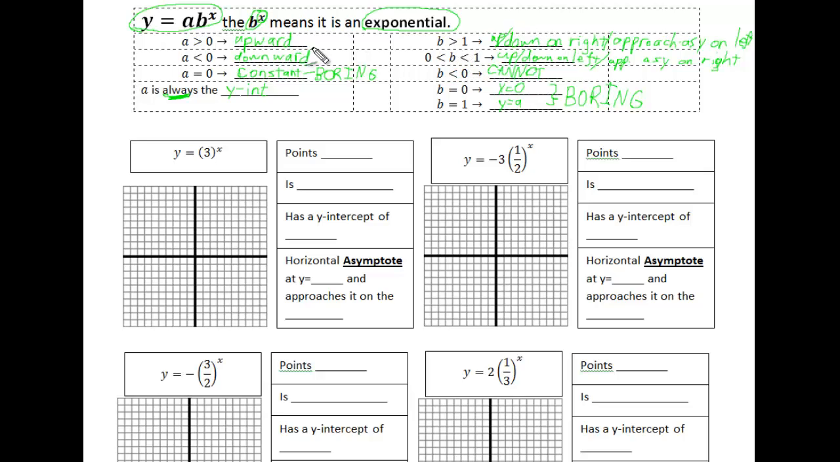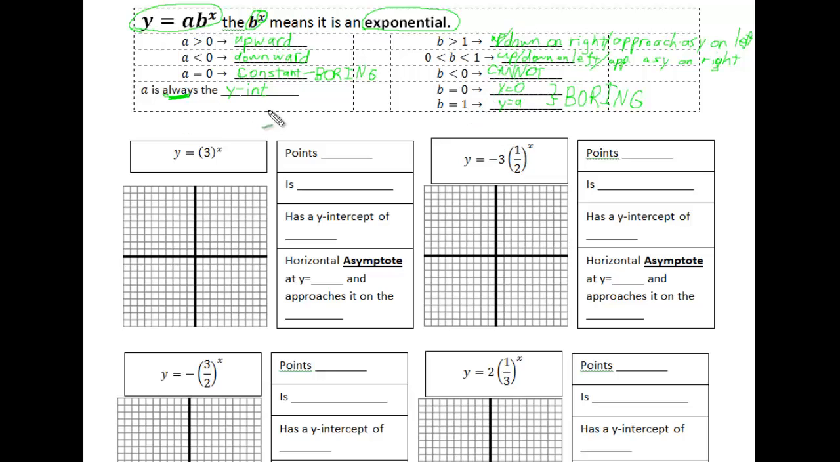So here are our options. Again, let's look at some examples using this to help us see what's happening. If a is greater than 0, it's going upward. If a is less than 0, we're going downward. If b is greater than 1, it's up or down on the right, and it approaches the asymptote on the left. If b is between 0 and 1, it's up or down on the left, and it's approaching the asymptote on the right. And the others we don't really care about.